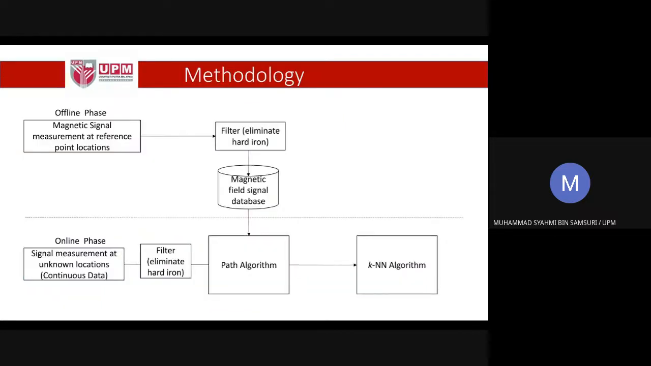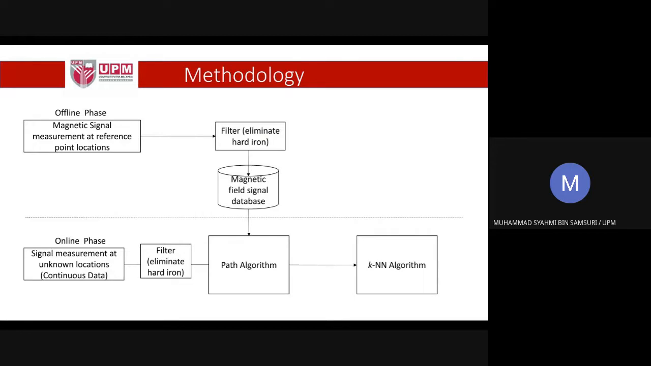My methodology is divided into two phases, which are the offline phase and the online phase. The offline phase is the phase of collecting the database. First, magnetic signal measurements are collected at reference point locations, and then they need to be filtered, which eliminates the hard iron effect. Then the magnetic field signal is processed and becomes the database.